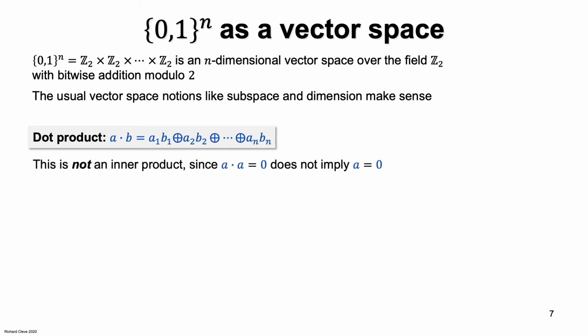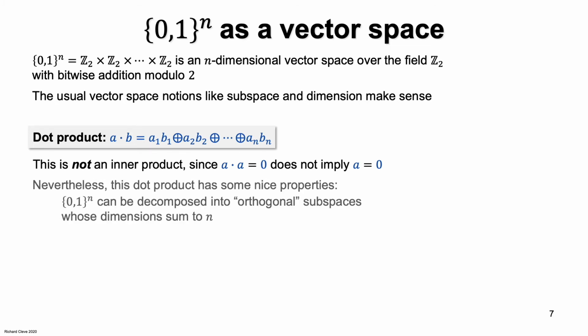Technically, the dot product in our finite field scenario is not an inner product. An inner product has to have the property that for any vector A, A dot A equals 0 if and only if A is the 0 vector. In our finite vector space, there are non-zero binary strings whose inner products with themselves are 0. Can you think of one? Yes, any binary string with an even number of ones has a dot product 0 with itself. Nevertheless, this dot product does have some nice properties.